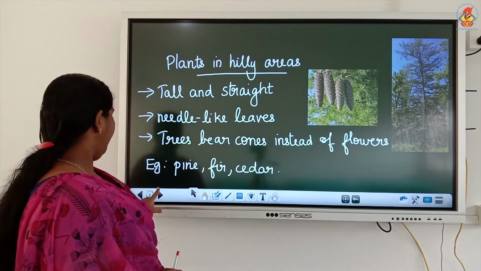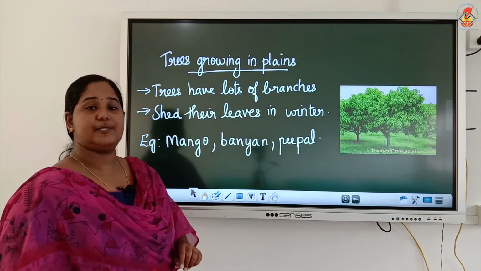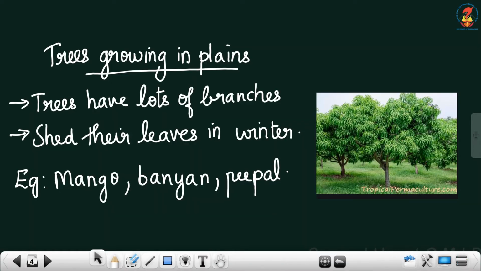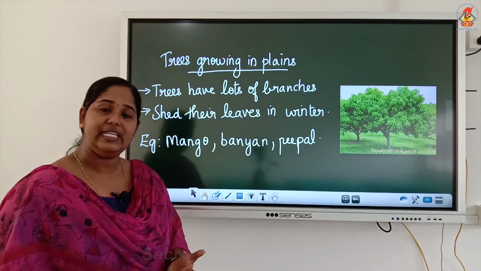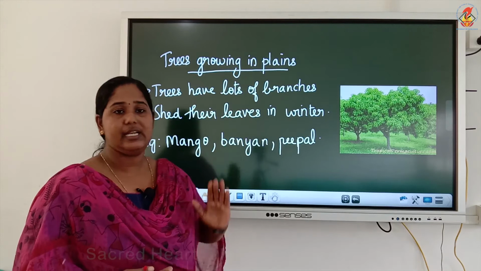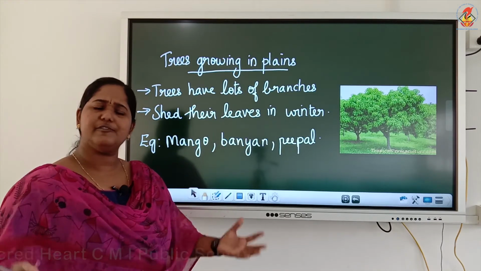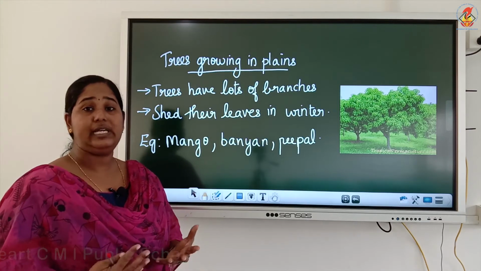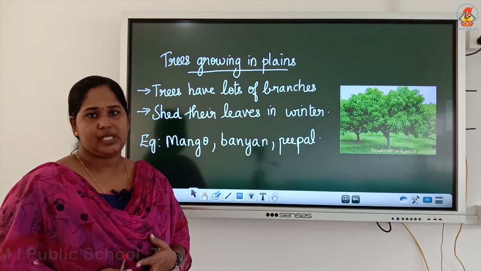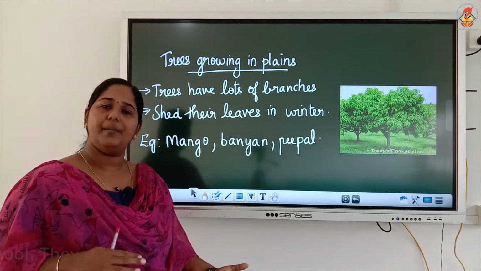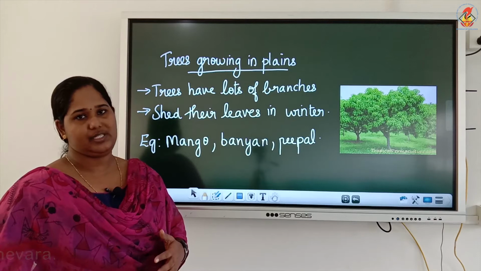The next type is trees that grow in plains, plain land. In plains, trees have lots of branches, and these branches have lots of leaves. You can very clearly see it from the example of a mango tree given here. Lots of branches are there and lots of leaves are also there on these branches. Plains have a normally moderate climate. That means it will be warm in the summer season and cold in the winter season.